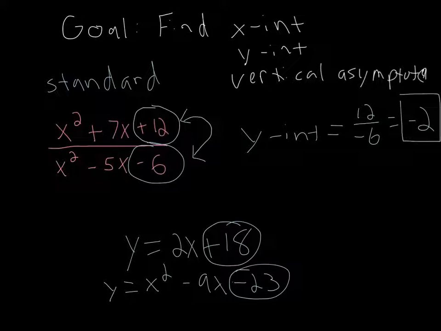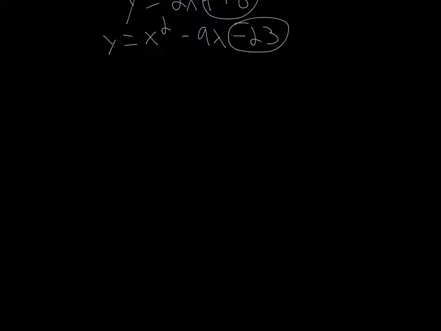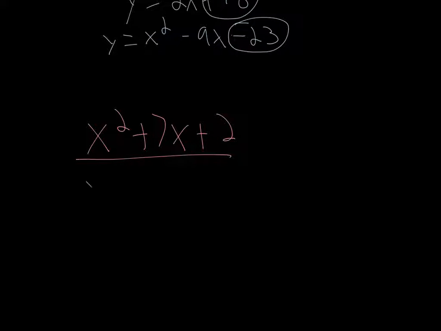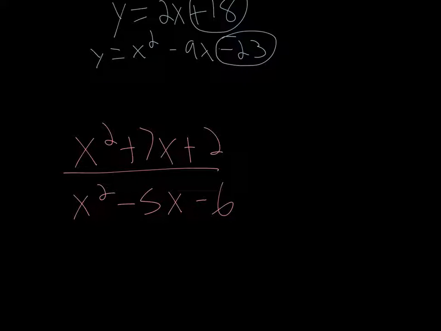So let's take this rational expression again, and let's now focus on factoring it for the next slide. So x squared plus 7x plus 12, and I think the denominator was something like this. Let me double check. Minus 5x minus 6. Okay, great. And we're already done finding the y-intercept from this rational expression, but the easiest way to find the x-intercepts and vertical asymptotes is by factoring this.